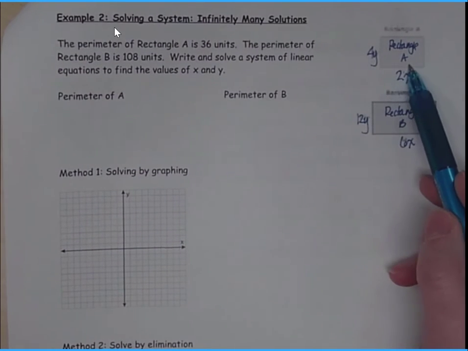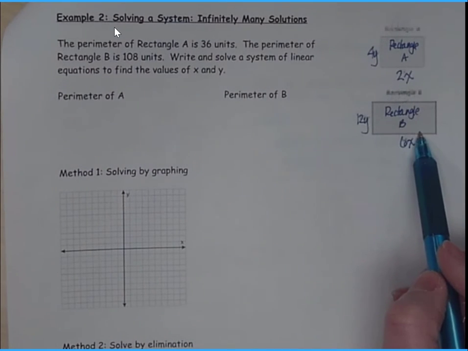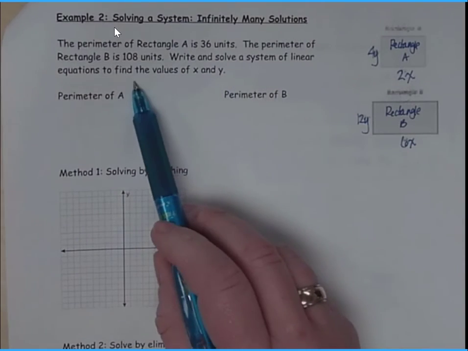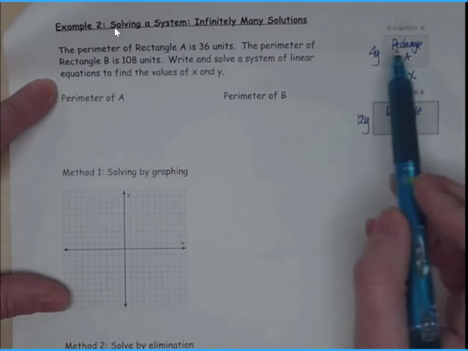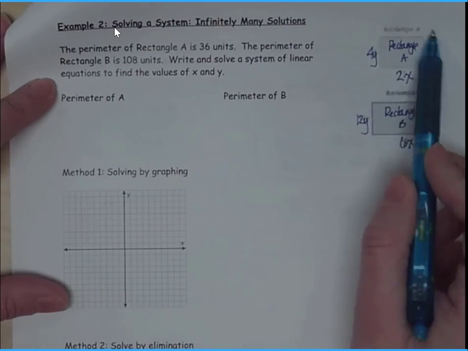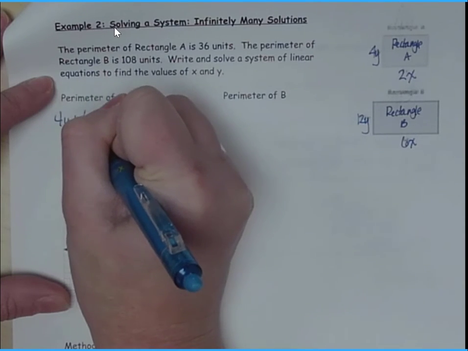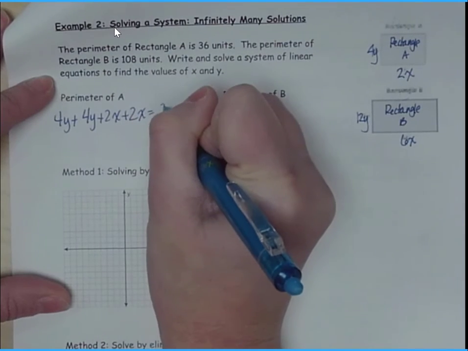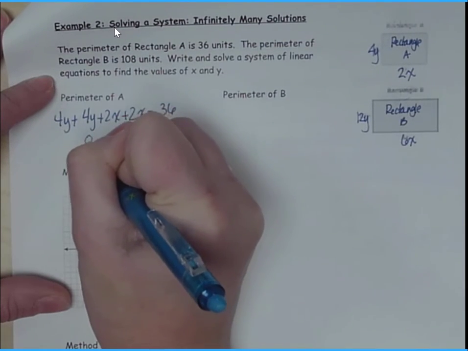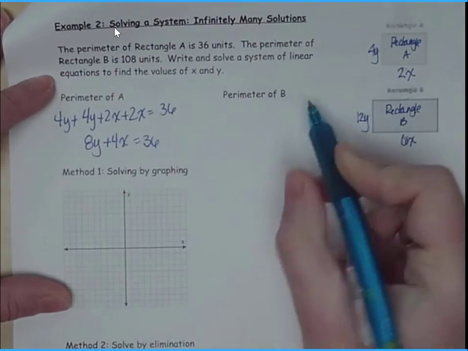So the perimeter of rectangle A is 36 units. The perimeter of rectangle B is 108 units. Write and solve a system of linear equations to find the value of x and y. So if I take a look at the perimeter, the perimeter is the outside, so that's 4y plus 4y plus 2x plus 2x equals 36. So we end up with 8y plus 4x equals 36.